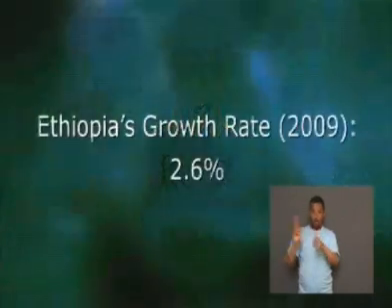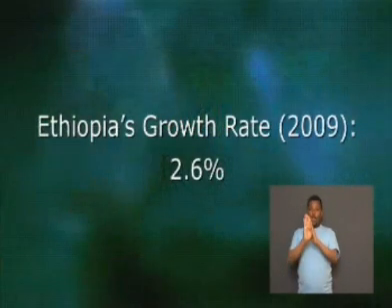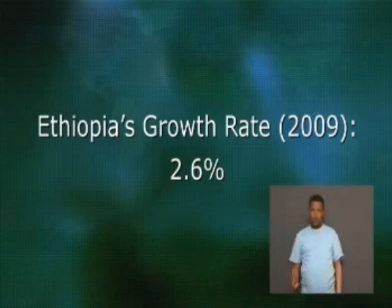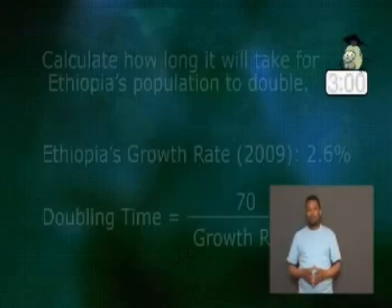It is time for our first activity, students. The growth rate of the population of Ethiopia in 2009 was 2.6%. At that rate, can you determine how long it will take for Ethiopia's population to double? Try to do this now, and I will be right back. Students, let's get ready. Begin.